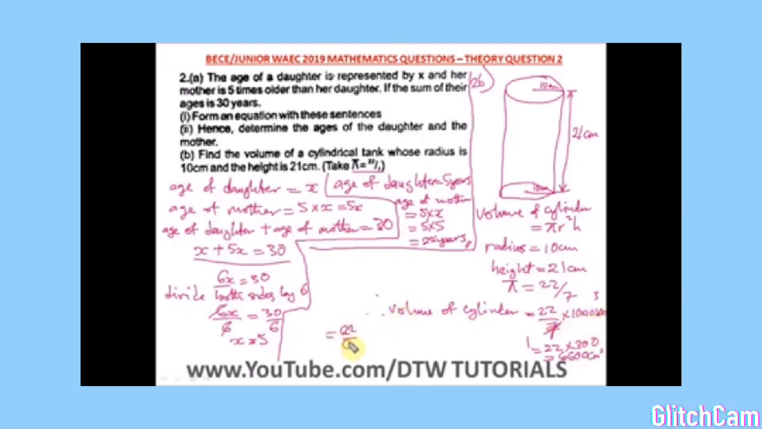So we have 22 over 7 times 10 centimeter times 10 centimeter times 21 centimeter. When you multiply all the centimeters, you are going to have centimeter cube. So here our final answer is 6,600 centimeter cube. So this is our answer.